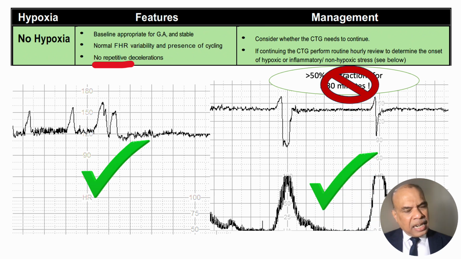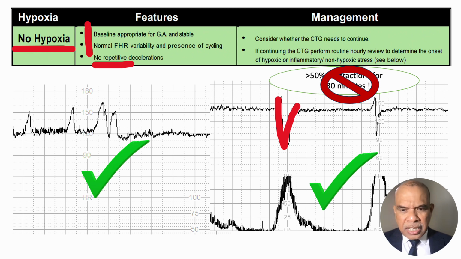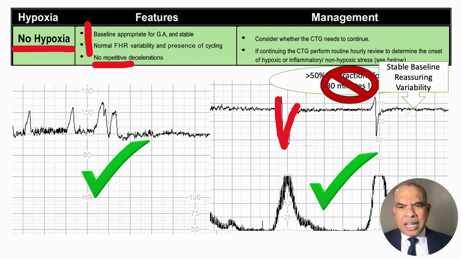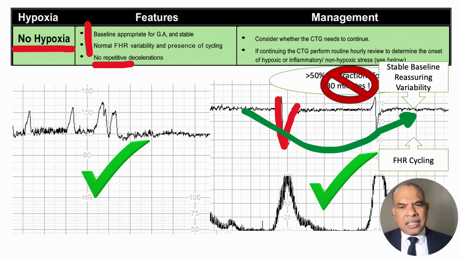But some still have that mindset. So we should go away from the mindset as long as you can see there's no hypoxia. Decelerations which are quick will have hypoxemia, just like when you are going underwater in the swimming pool. Transient hypoxemia. As long as they are recovering and the fetus is maintaining a stable baseline and reassuring variability and cycling, this is no hypoxia.